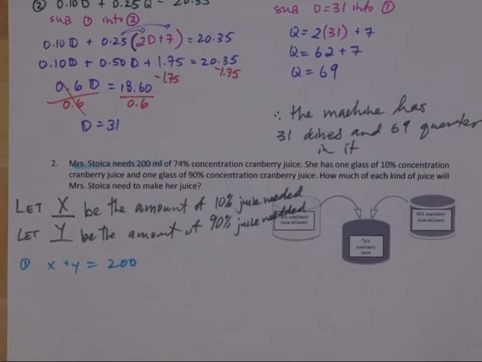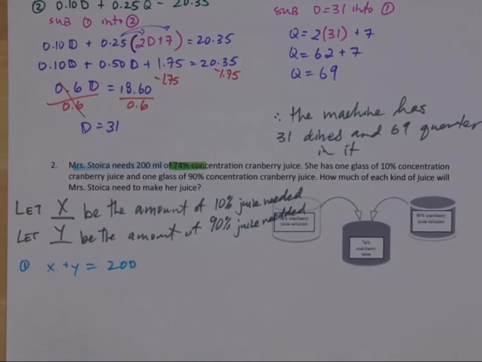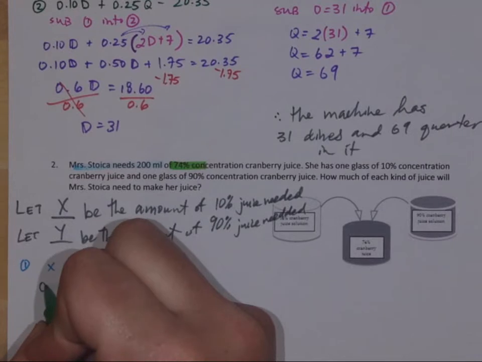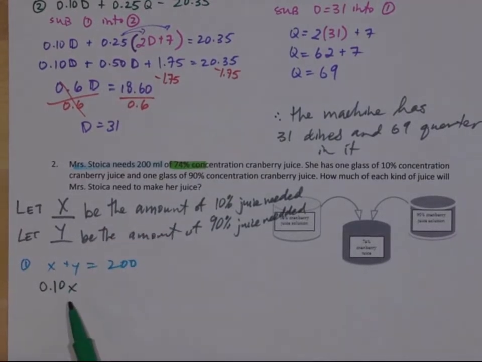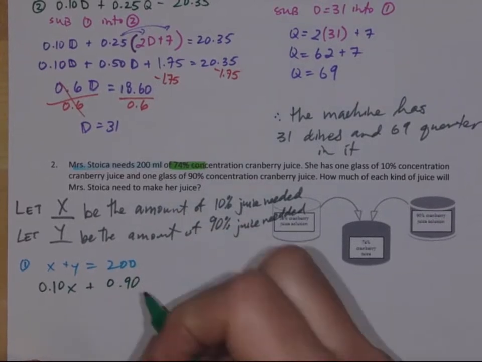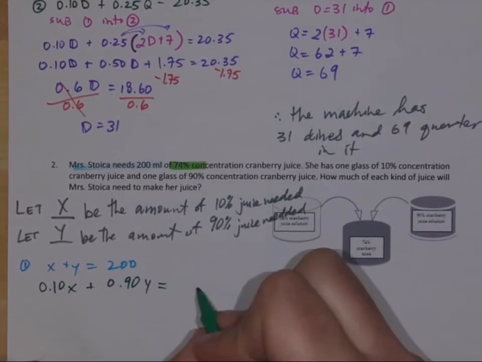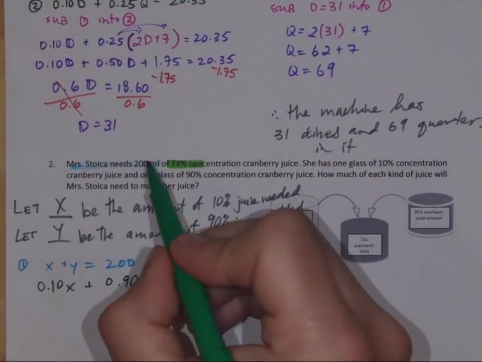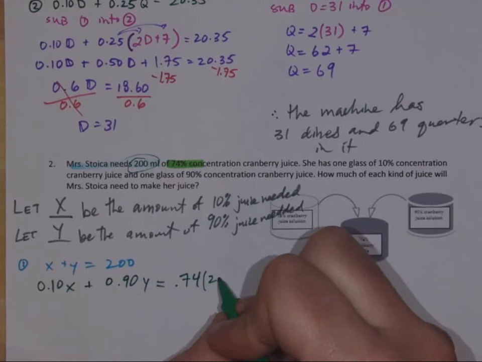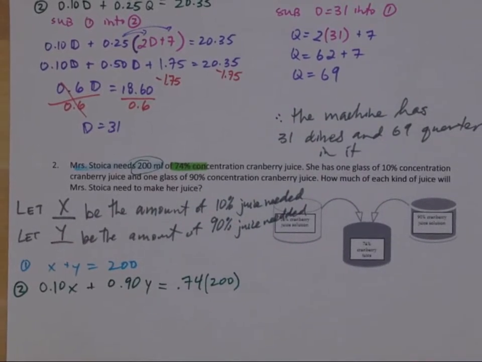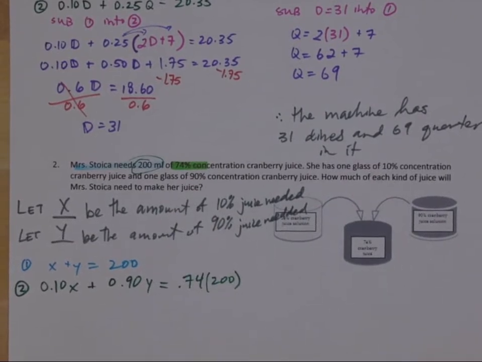Our second equation is the concentration. If we think about the 10% mixture times how much we actually add, it is going to be mixed with the 90% concentration times how much we add, and all of that is going to equal 74% concentration, but it's times the 200 because that's how much will actually be there. I did the top one by substitution. Let's do this one by elimination.